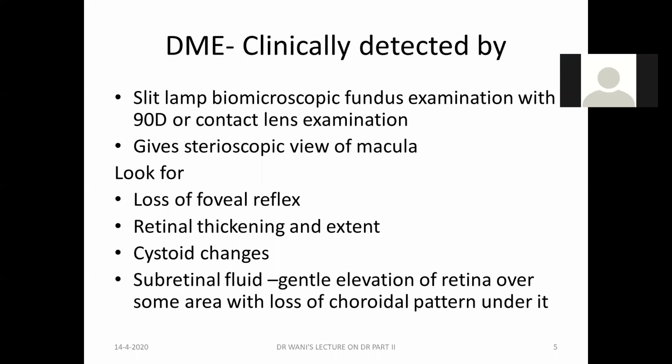So how do you detect it clinically? We do slit lamp biomicroscopic fundus examination with 90 diopter or contact lens examination. This gives a stereoscopic view of the macula. What we should look for: there will be loss of foveal reflex if the fovea is involved, or there is an area of retinal thickening and we should note its extent. There may be cystoid changes if we look carefully and play with the slit lamp light. And we can even detect subretinal fluid as gentle elevation of the retina over some area with loss of choroidal pattern under it.